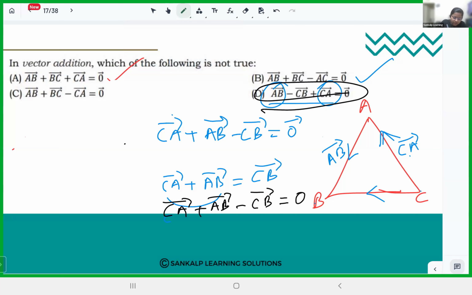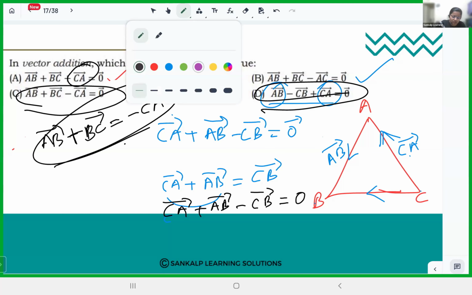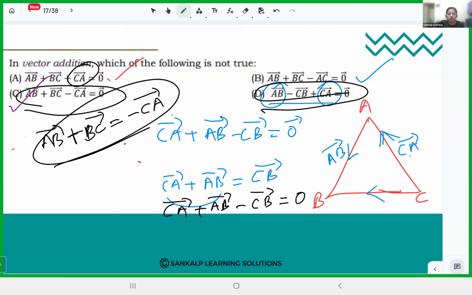Okay, let's see what happens to this vector AB plus vector BC minus EA equal to 0. Is that true? No, we have already found out that it is plus CA, because vector AB plus vector BC is equal to, we can write it as, minus vector CA, right? So minus CA, if you take it to the left side, it will become plus CA, right? So we can say that clearly option C is wrong. Option C is wrong.